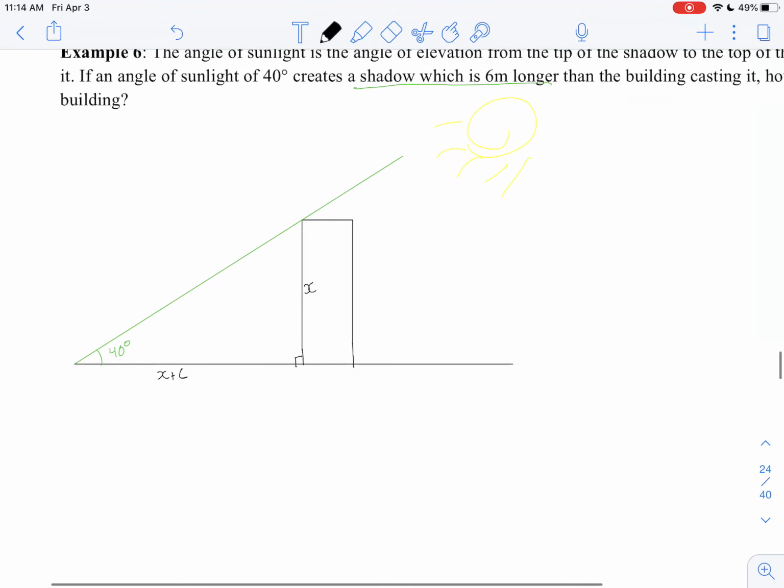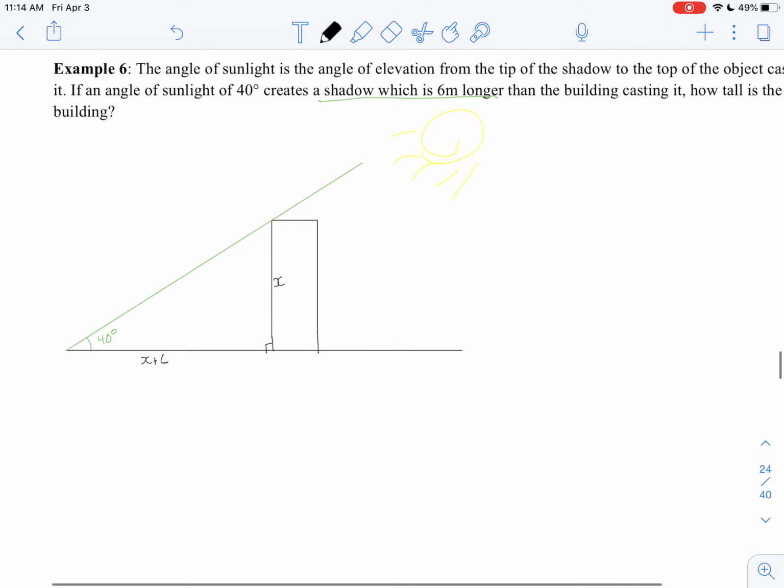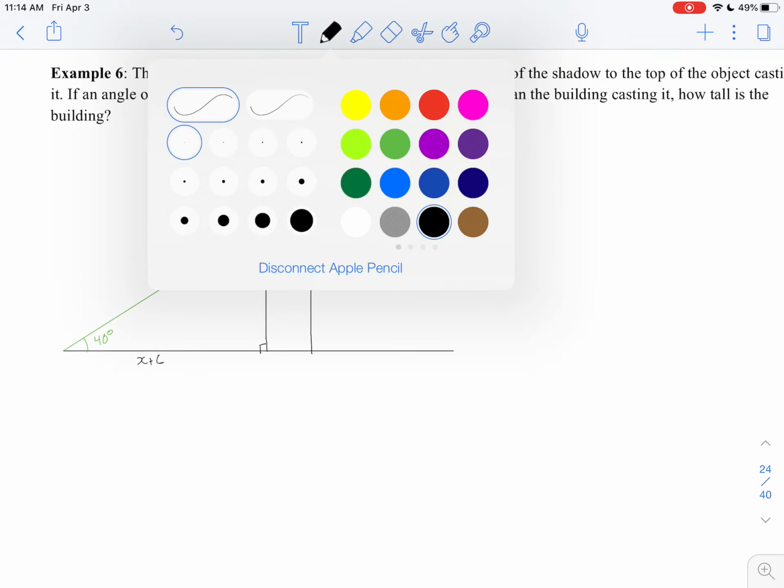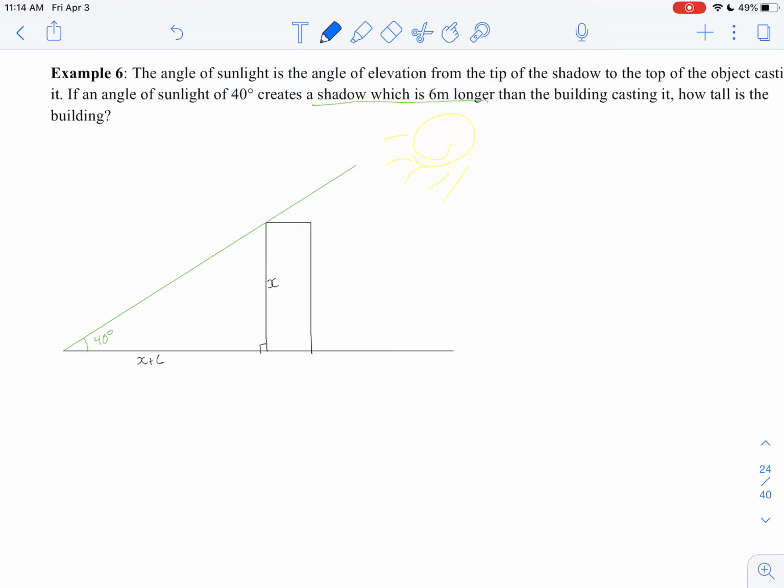So very similar to what we did before, maybe even slightly easier here. First thing I'm going to do, I'm going to label where my sides are. So across from the angle I'm looking at, across from theta, which is 40 degrees, is my opposite. So my opposite needs to be X.